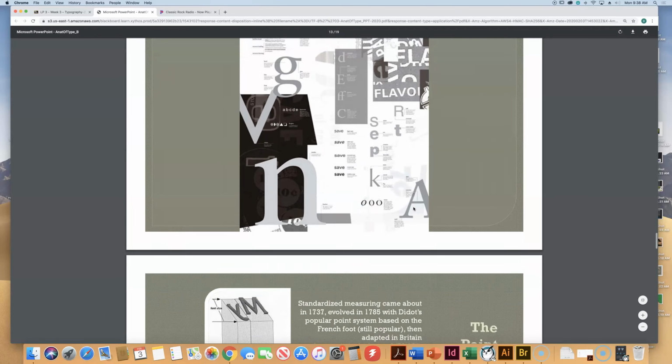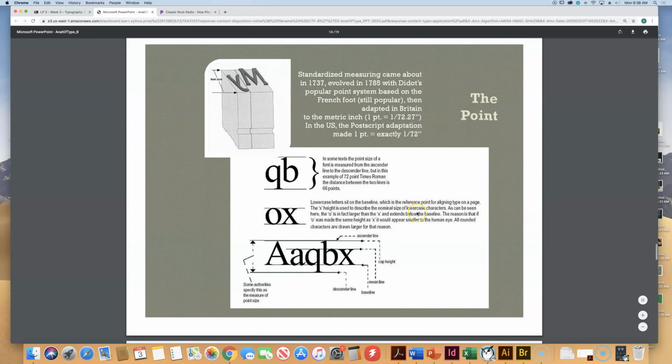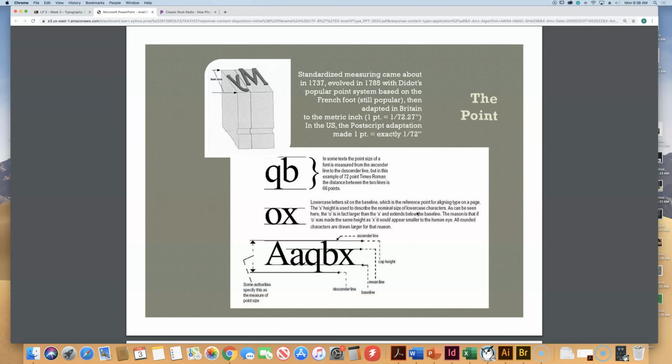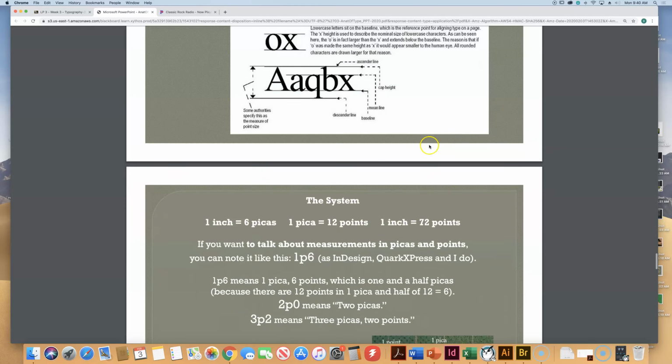All right, measuring type. You've seen this slide before when we were talking about the history of how the measurements varied. The starting measurement in 1737 evolved about 50 years later based on the French foot, and then Britain adopted it based on their inch, and then we use our own US inch, and we've decided that 1 point is exactly 1/72 of an inch. So there are 72 points exactly in an inch in our measurement system.